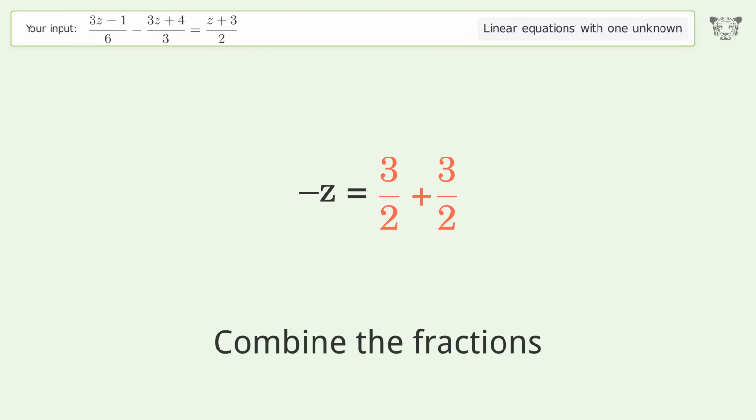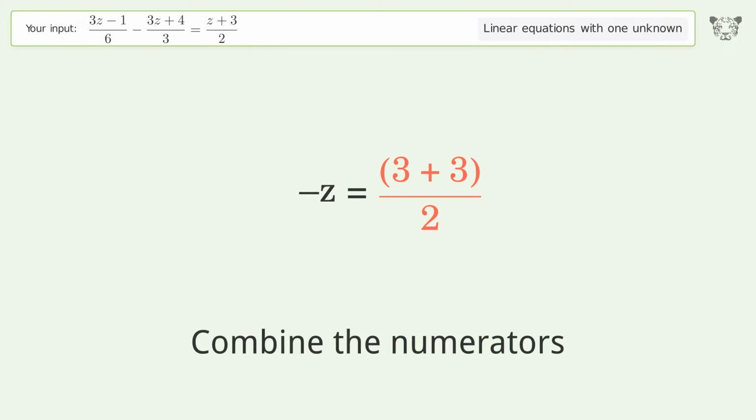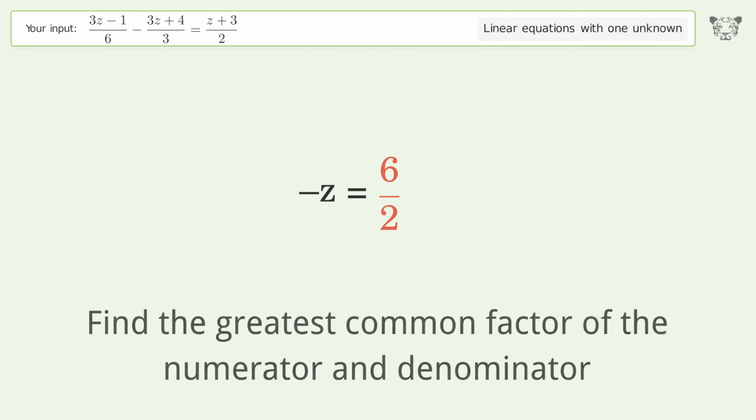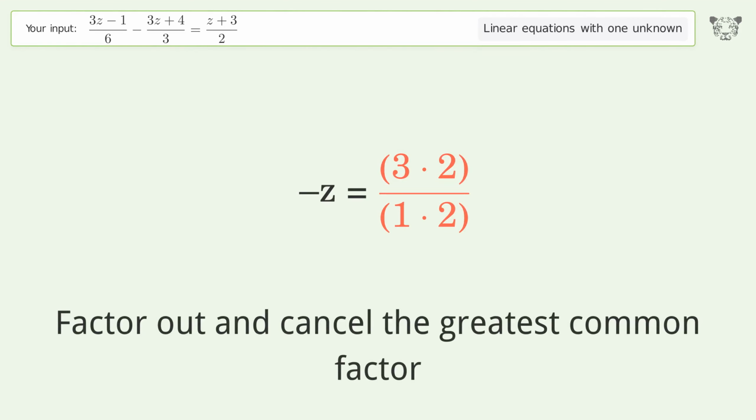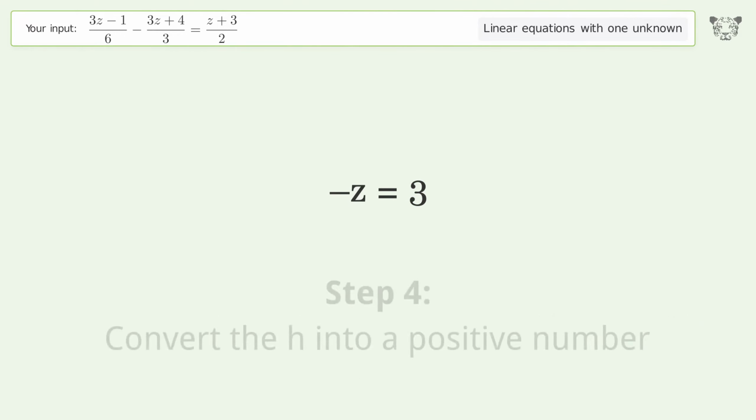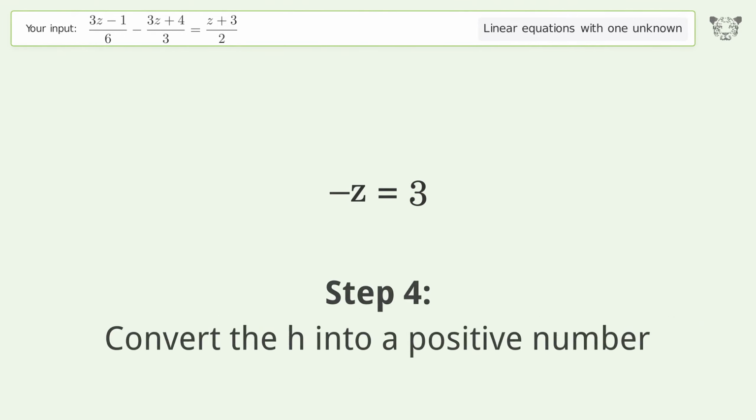Combine the fractions. Combine the numerators. Find the greatest common factor of the numerator and denominator. Factor out and cancel the greatest common factor. Convert the h into a positive number.